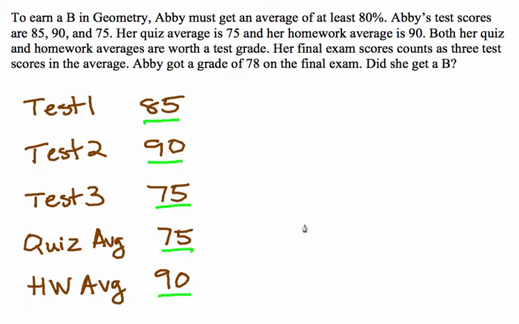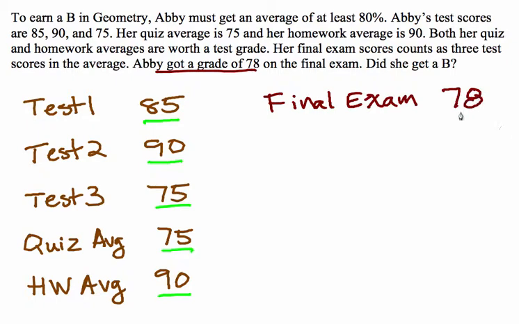Whatever percentage they are of the final grade, it will be the same percentage for all 5 of those scores. Then it says her final exam score counts as 3 test scores in the average. So her final exam score is worth 3 times as much as one of these numbers over here on the left that I underlined in green. Abby got a grade of 78 on the final exam, and that one is not worth the same as those first 5 scores, the test scores or the quiz and homework averages. It's worth 3 times as much as that.